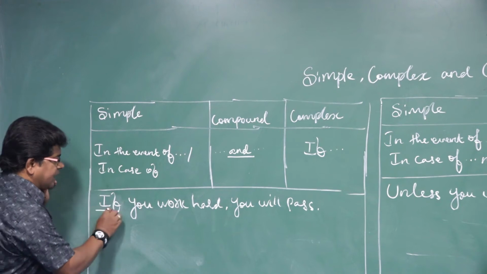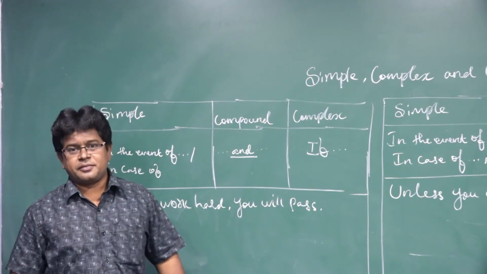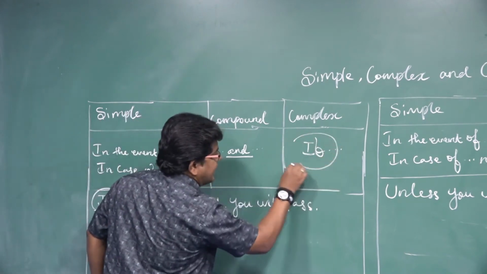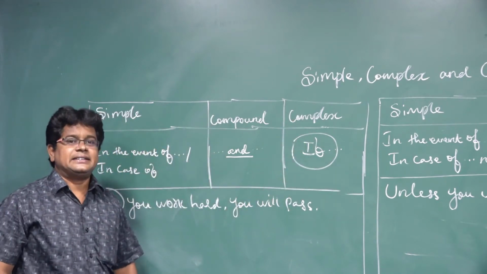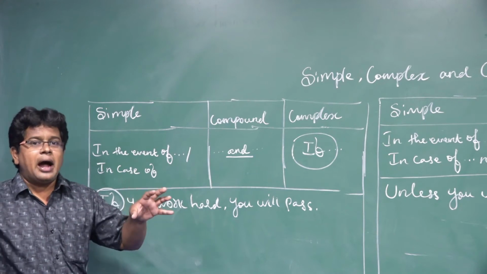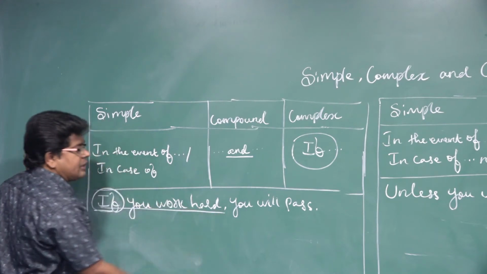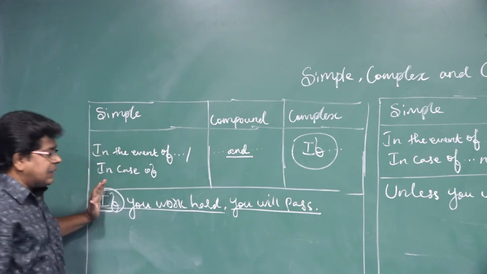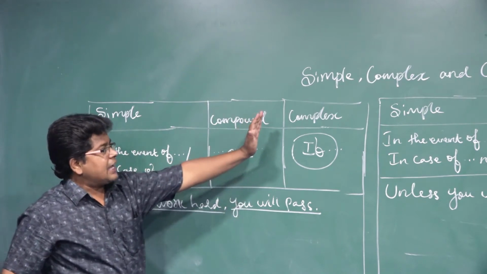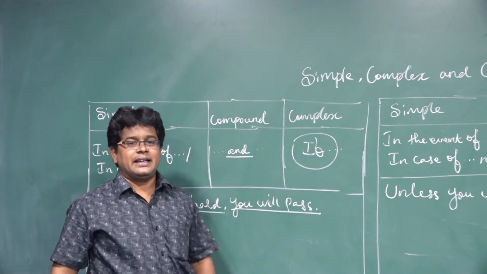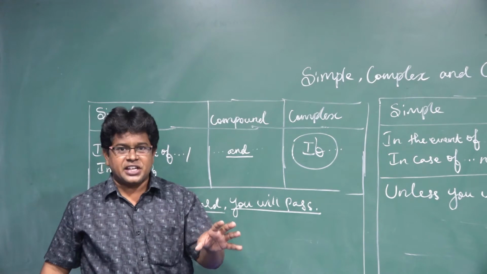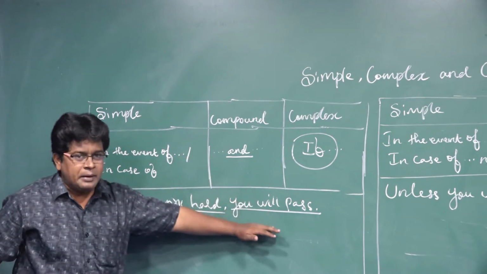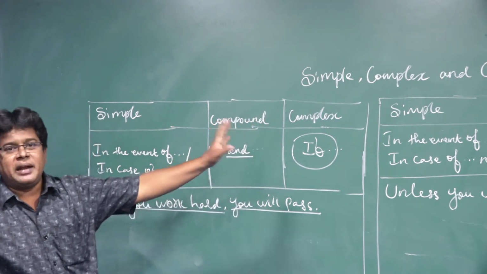So the first sentence: if you work hard, you will pass. What have they given? If. So if it is there, that has to be considered as a complex sentence. If is a subordinate conjunction. If you work hard is a subordinate clause. You will pass is a main clause. So one subordinate clause and one main clause has to be considered as a complex sentence. Again I am saying, if a subordinate conjunction is there, that has to be considered as a subordinate clause. So one subordinate clause plus one main clause is a complex sentence.